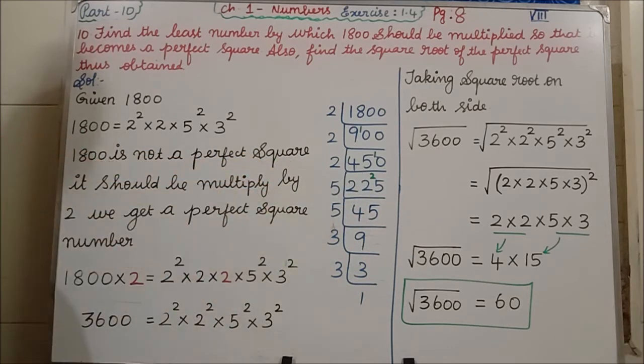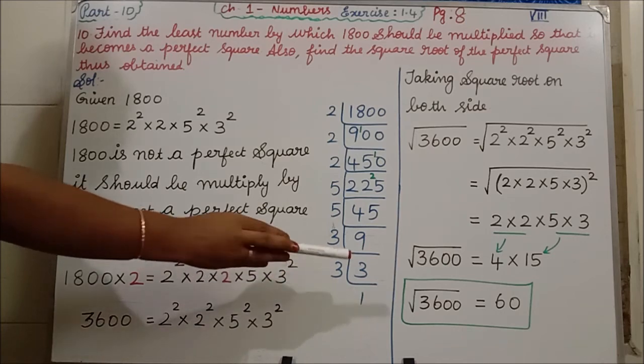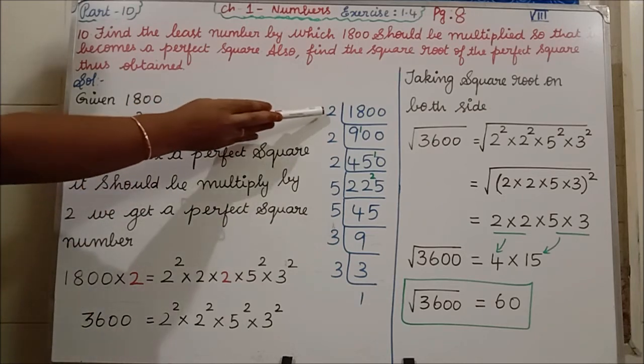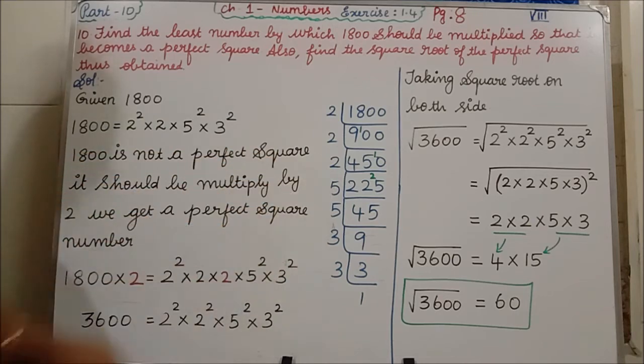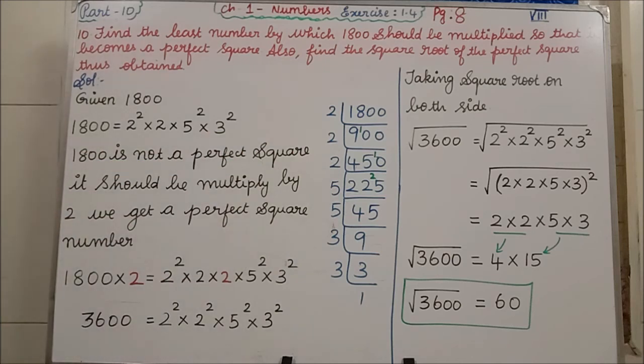Then I am going for 5 table. 9 5s are 45. Then 3 3s are 9, 1 3 is 3. Now what are the factors we are getting for 1800? 1800 is equal to 2 square, 5 square, 3 square we are having, isn't it? For this 2 alone we are not having the pair. Can you observe that?